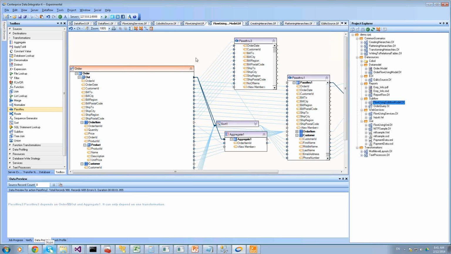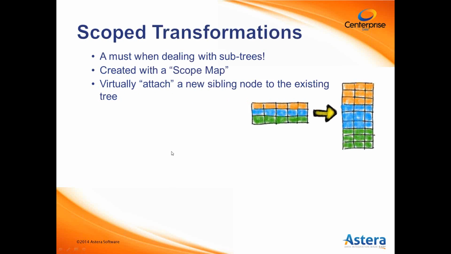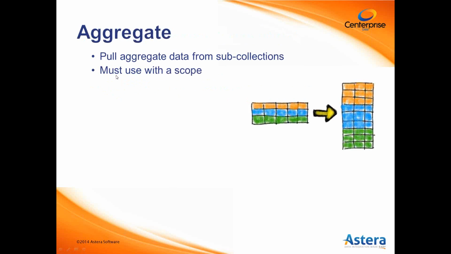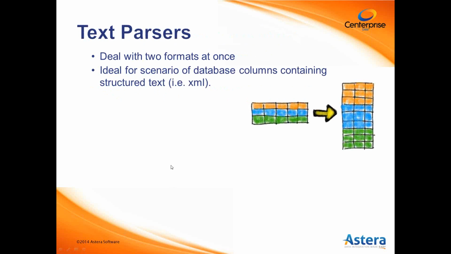Okay, so that's the concept of a scope transformation. Anytime you're dealing with hierarchical data, you'll be dealing with scope transformation quite a bit. Okay, so moving on. We talked about scope, we talked about aggregate, and the final thing is the text parsers.